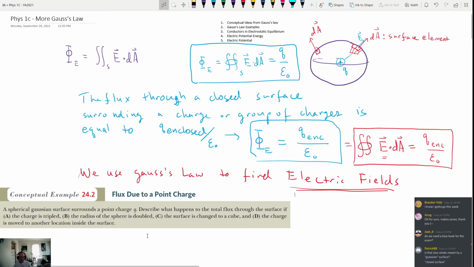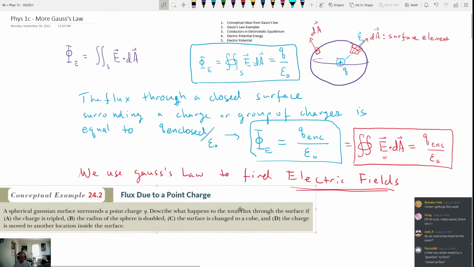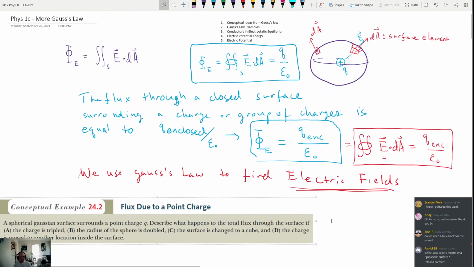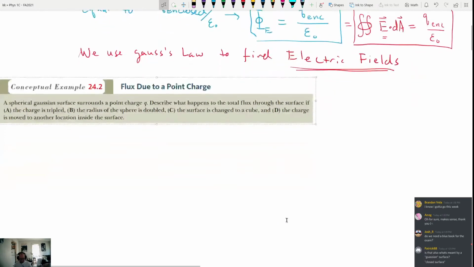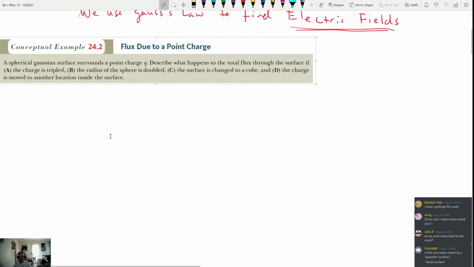But what we're going to do first, in order to kind of pound home the concepts of what flux is and how it relates to point charges, we're going to do a conceptual example. Okay? But you need to keep in mind all these things that are written up here. Mostly just the statement here. The flux through a closed surface surrounding a charge or group of charges is equal to the charge enclosed divided by epsilon naught. Okay? So let's look at what this says.